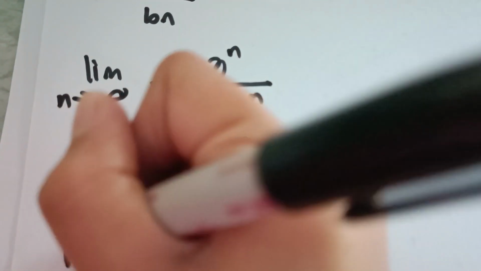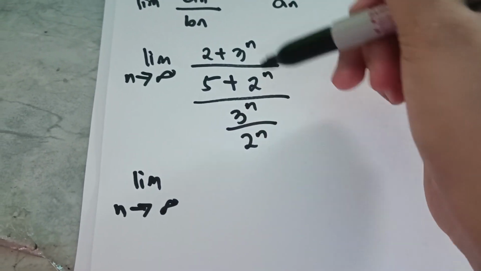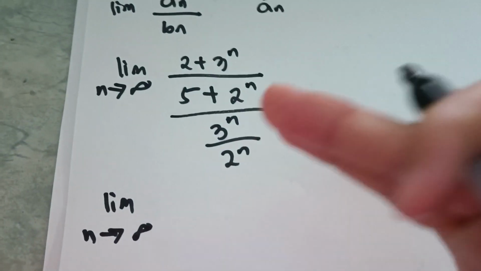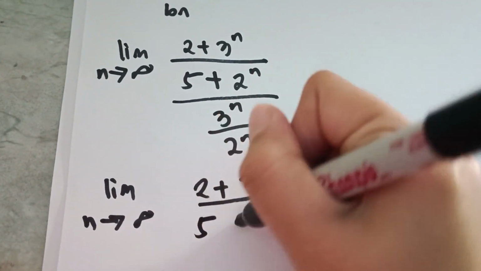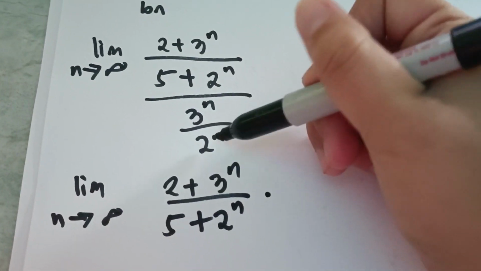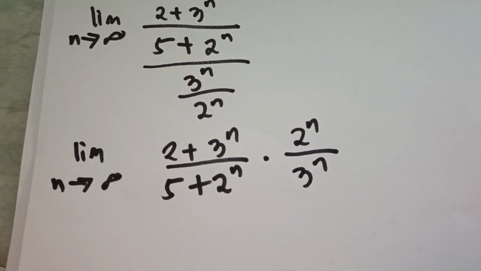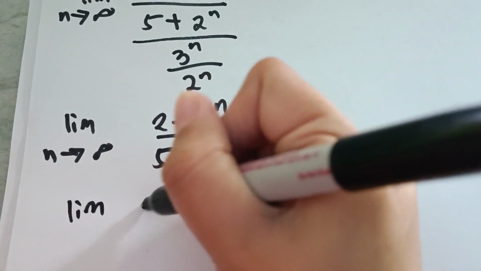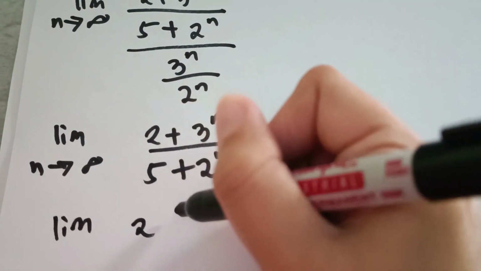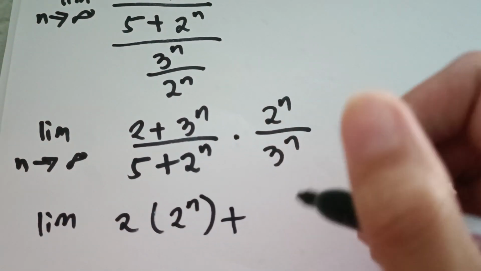So by the way, this one approaches infinity. So the limit as n approaches infinity. We just multiply the reciprocal of this one to simplify this series. So 2 plus 3 raised to n divided by 5 plus 2 raised to n, multiplied by, what is the reciprocal of this one? We have 2 raised to n divided by 3 raised to n. So now we need to compute this part. Now I will get 2 multiplied by 2n is 2 multiplied by 2n, plus multiply this one, so we have 6n.